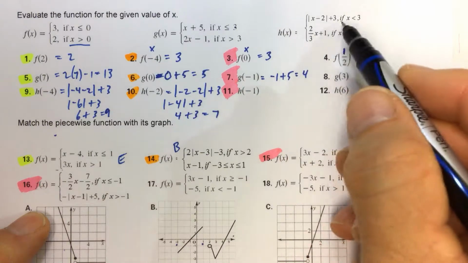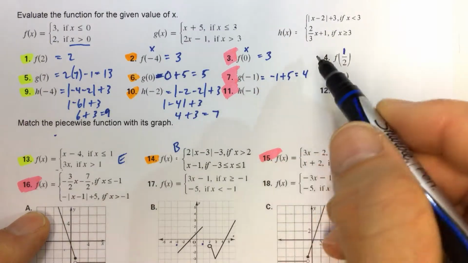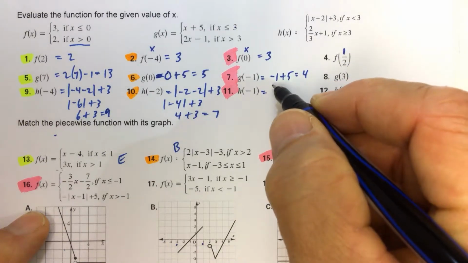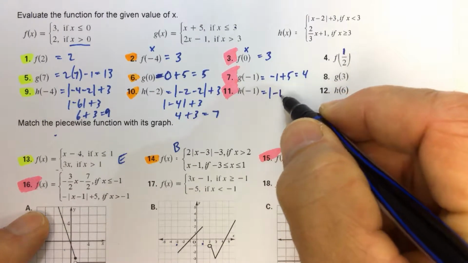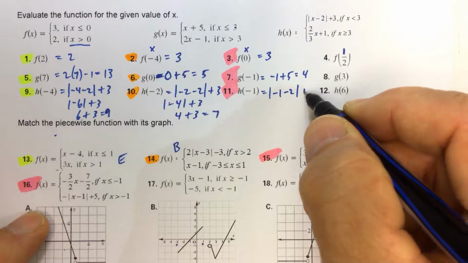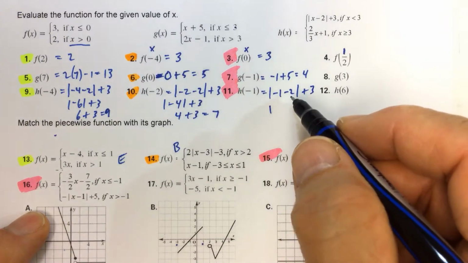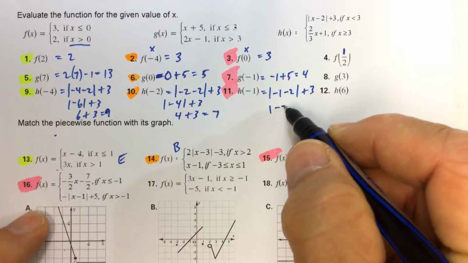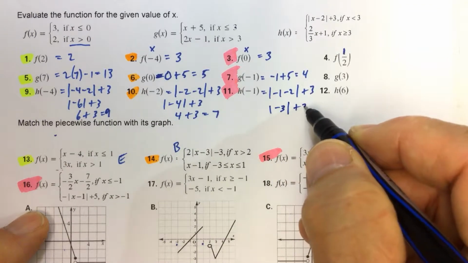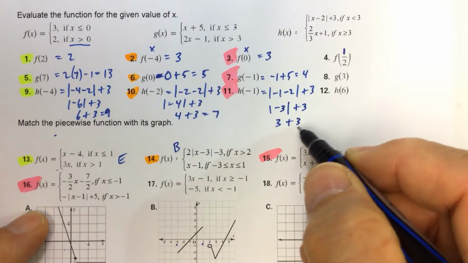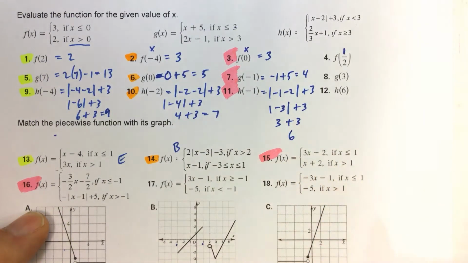H of negative 1, we use this third function, h of negative 1. Negative 1 is less than 3. So we would replace x in the first piece with negative 1. And so we have the absolute value of negative 1 minus 2. We have to simplify that first. Negative 1 minus 2 is negative 3. And the absolute value of negative 3 is 3. So we have 3 plus 3, or 6. So 6 is the value of h of negative 1.